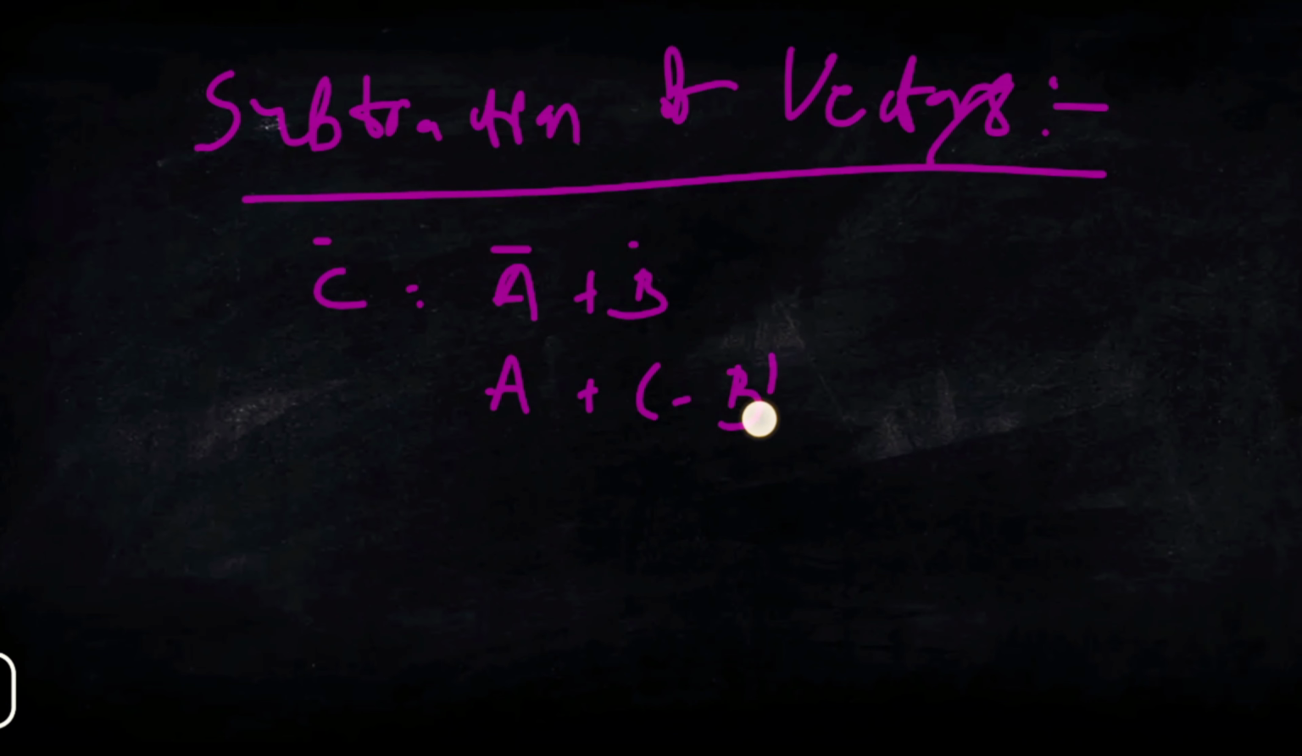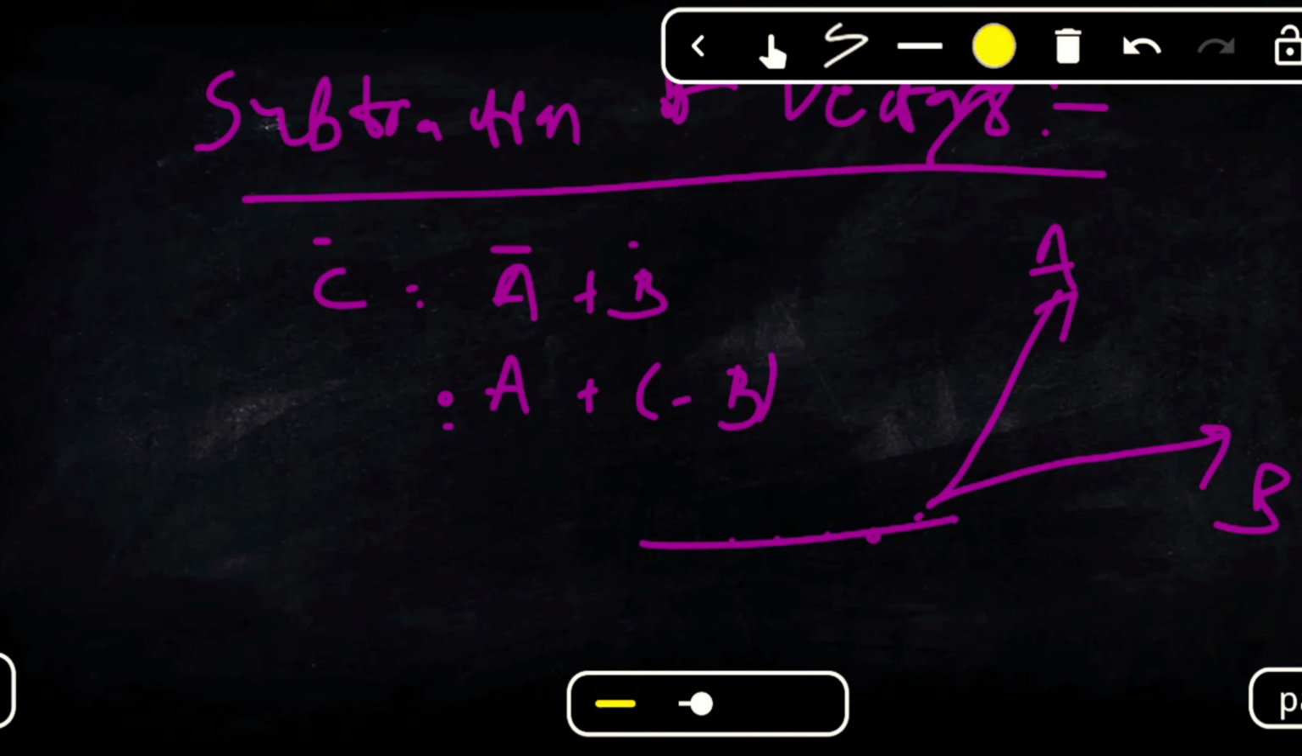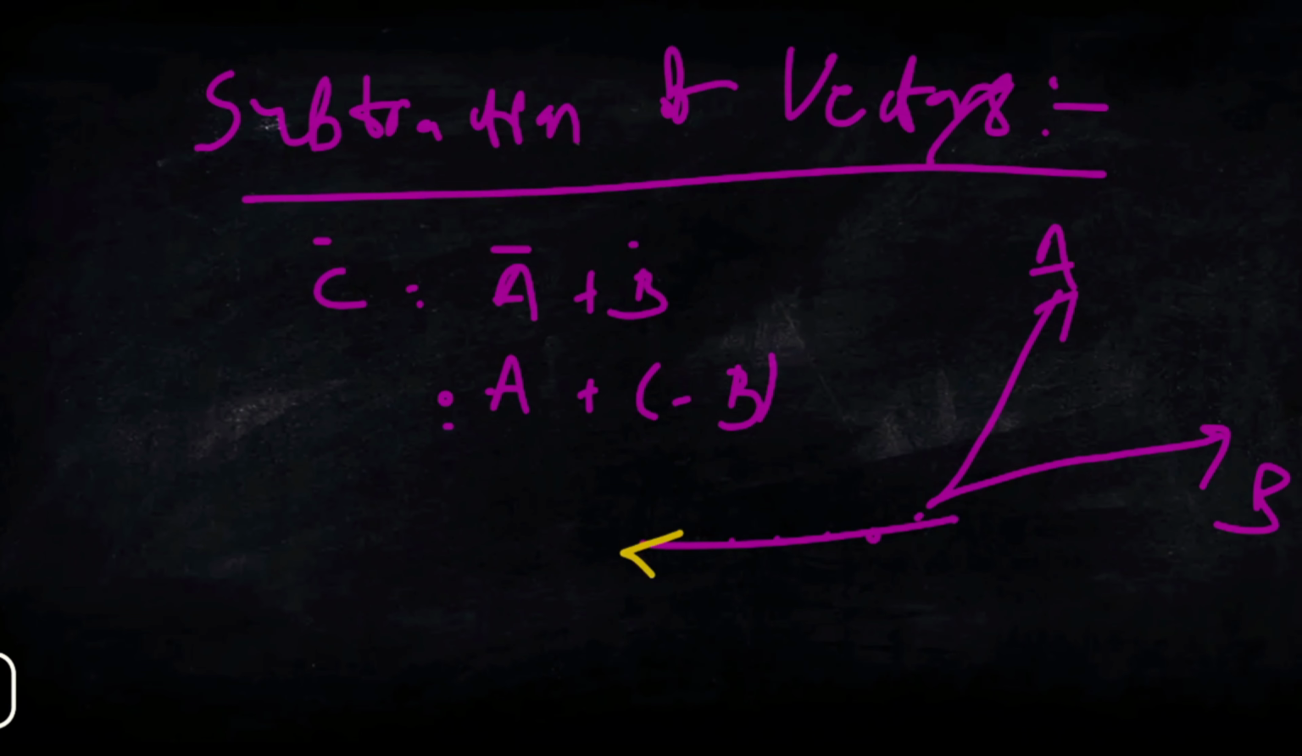That is C. By reversing the sign of B, the reverse direction, multiplying with minus 1, we are getting subtraction. Let us see two vectors, that is A, that is B. Assume that two vectors are like this. Previously we assumed A, B. Now we are taking the negative of B. This is minus B, and this is the origin.